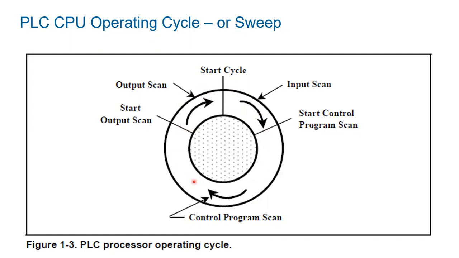So the program is constantly being run. And the way this sweep works is in the order of milliseconds. We could do this sweep in several milliseconds, depending on how big the program is and how much IO we have to write. The bigger the program and the more IO, the sweep time will definitely increase. It could become longer and longer to complete the sweep. With a small program, it could be very fast. So it's on the order of milliseconds, and it just repeats constantly.